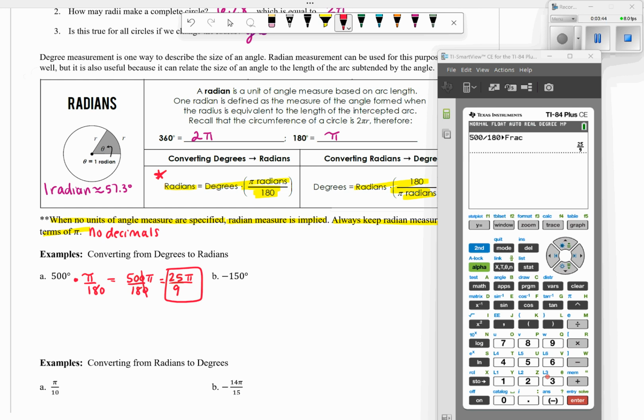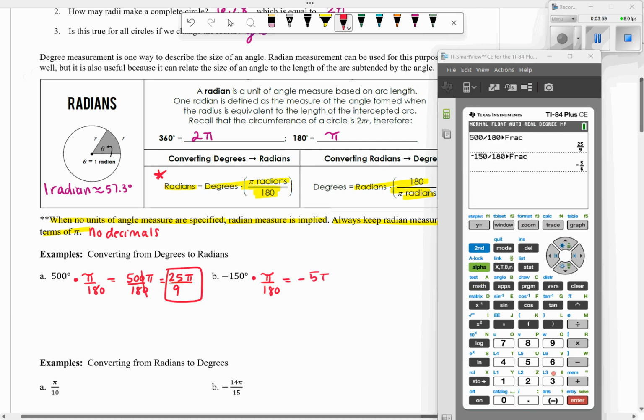So to convert negative 150 degrees into radians, we multiply again by pi over 180. So when we do that, we have negative 150, divide that by 180, hit the math fraction key, and that gives us negative 5 pi over 6.